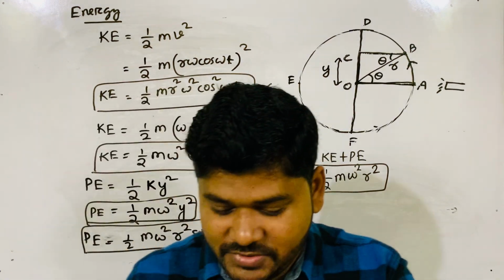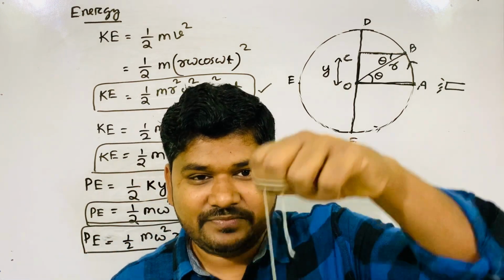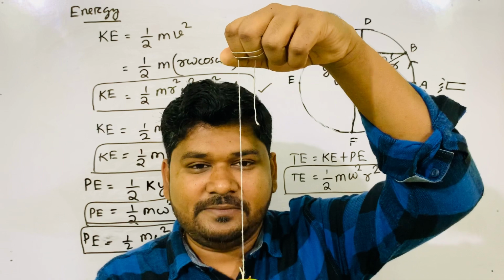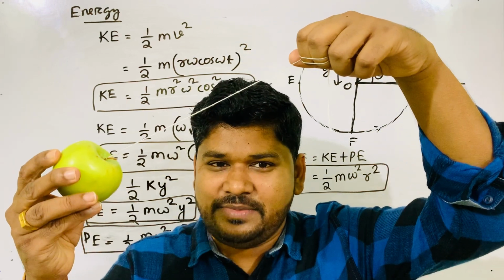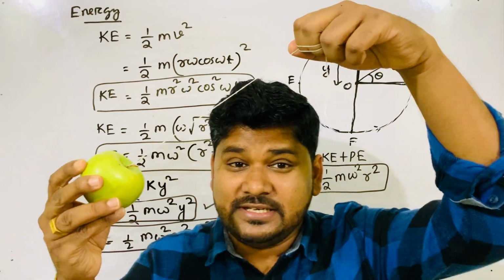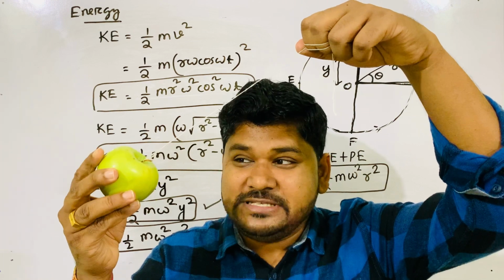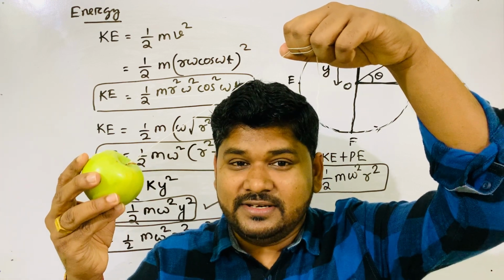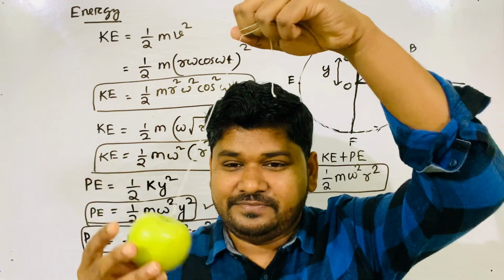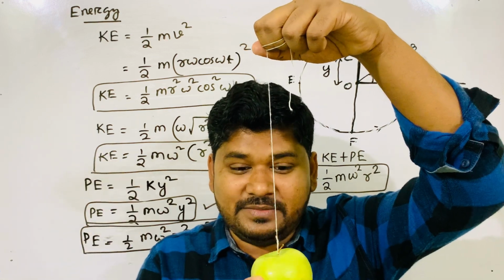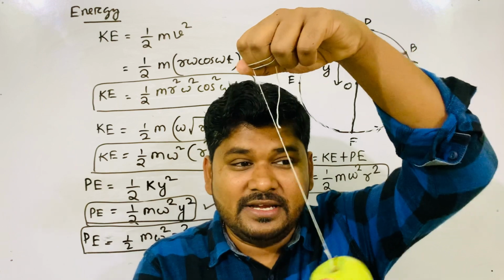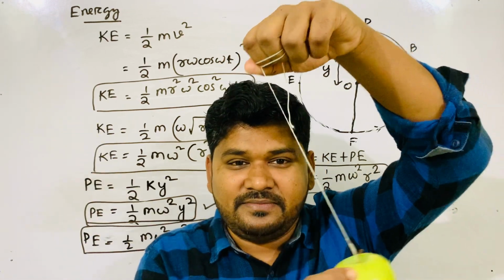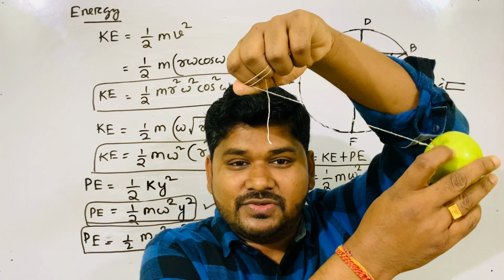Again, come to our green apple pendulum. See here how the energy varies. At the extreme position, what's the velocity? Zero. Velocity zero means kinetic energy is zero. But at the mean position, velocity is maximum, which means kinetic energy is maximum. So here it is zero, maximum, again zero.